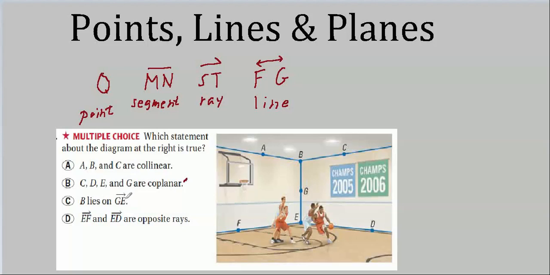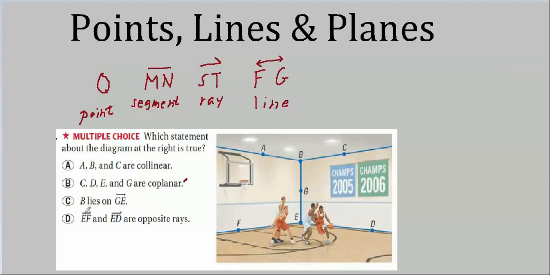B lies on GE. No. Almost. If it said the line GE, then it would be true. But this is the ray, so this is the endpoint, and the ray. The ray GE starts here and takes off this way. B isn't part of the picture, so this is false.